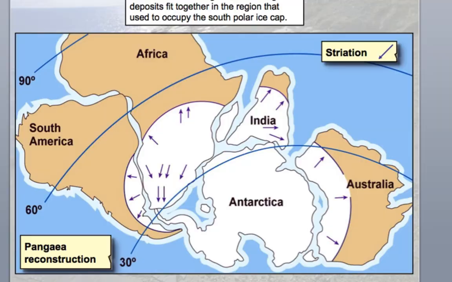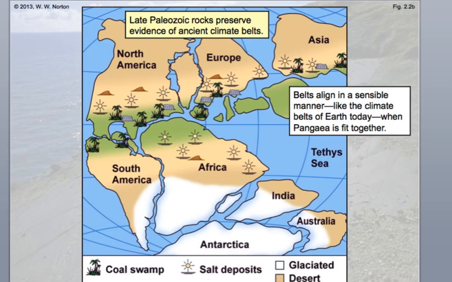Now let's look at the next criteria, the climate belts, right? Paleoclimate. Late Paleozoic rocks preserve evidence of ancient climate belts. When he reassembles the continents here, near the equator you're going to have belts where you see tropical rainforests, coral reefs, coal deposits, limestone deposits. These little brick patterns mean limestone, right? If you go to higher latitudes, around 30 degrees north or south, you get deserts, the desert latitudes. And if you go to really high latitudes, you'll see the glaciations.